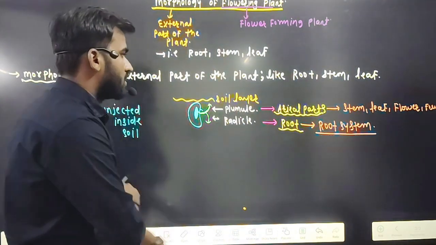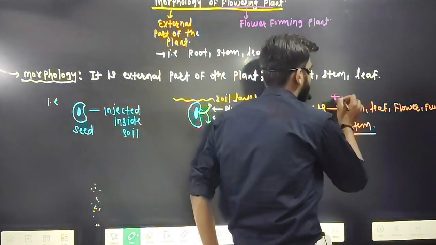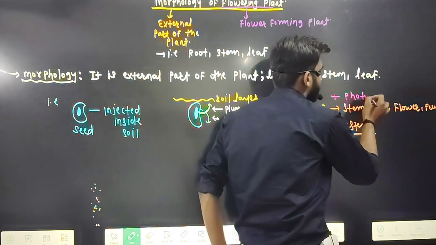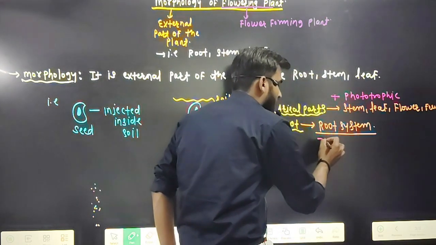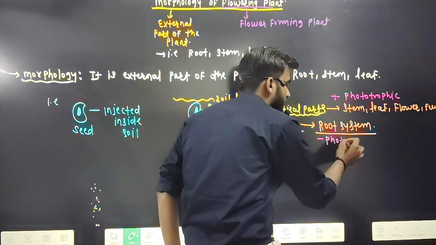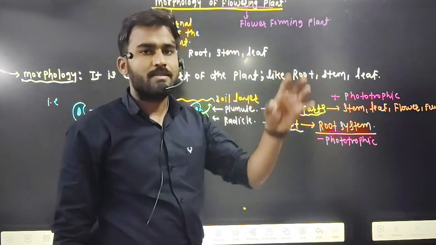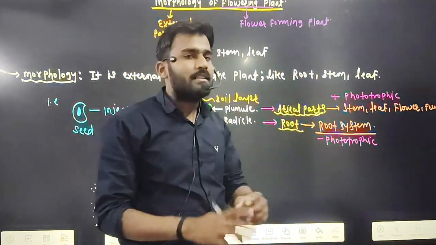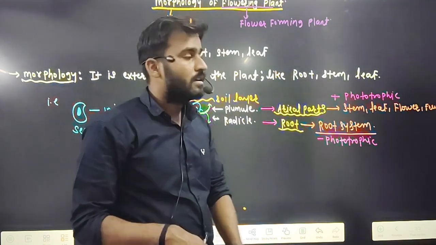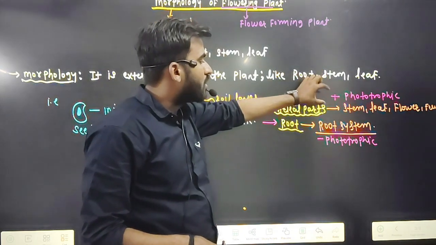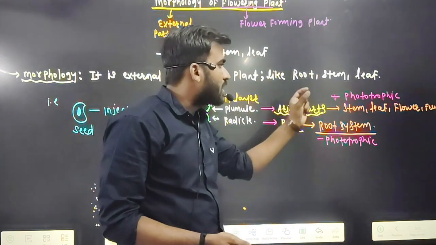But what are the aerial parts? The aerial parts go positive to phototropism, but the root goes negative to phototropism. What is phototropism, dear student? Phototropism is nothing but the sense of light. A root does not require any light for growing or increasing surface area in the soil, but photosynthesis occurs mainly in the leaf.